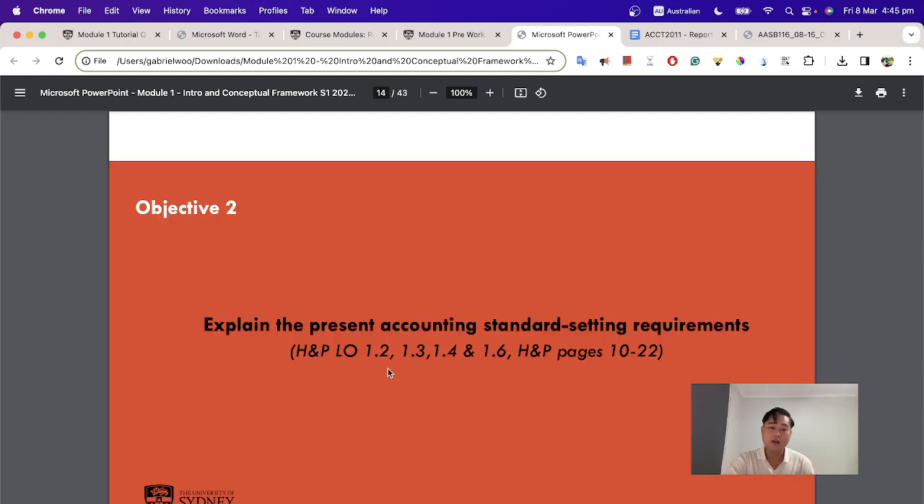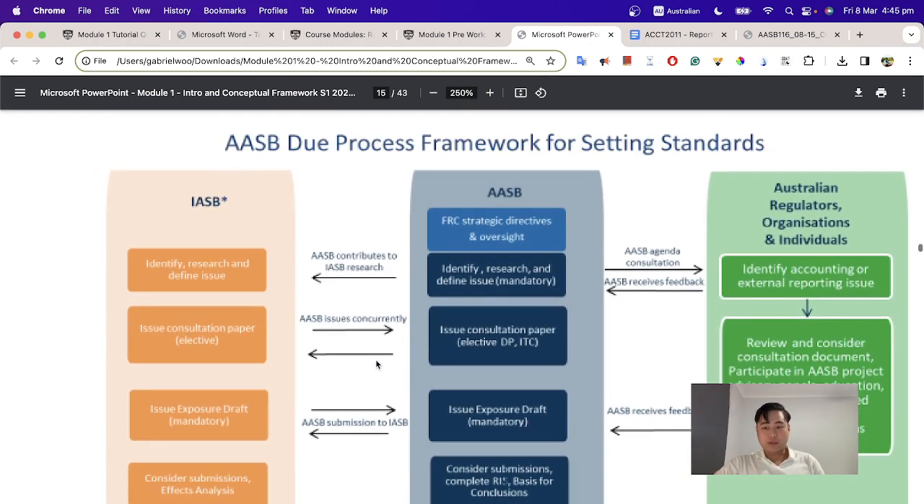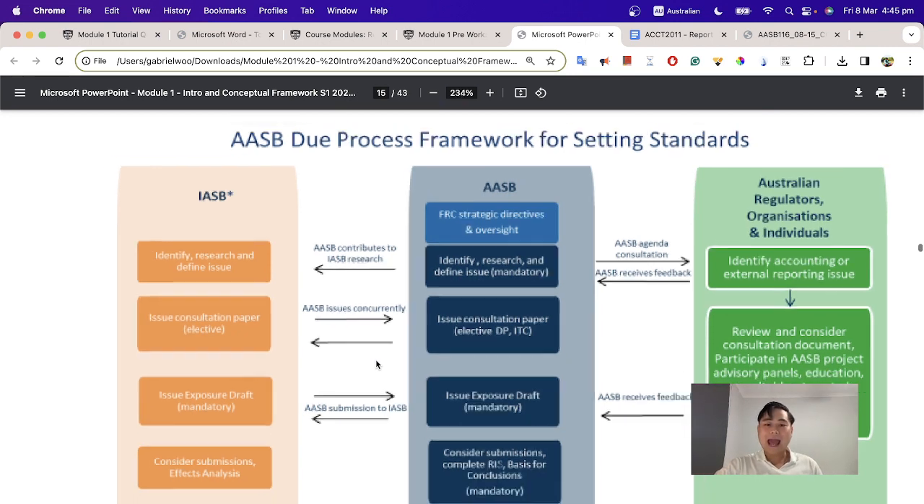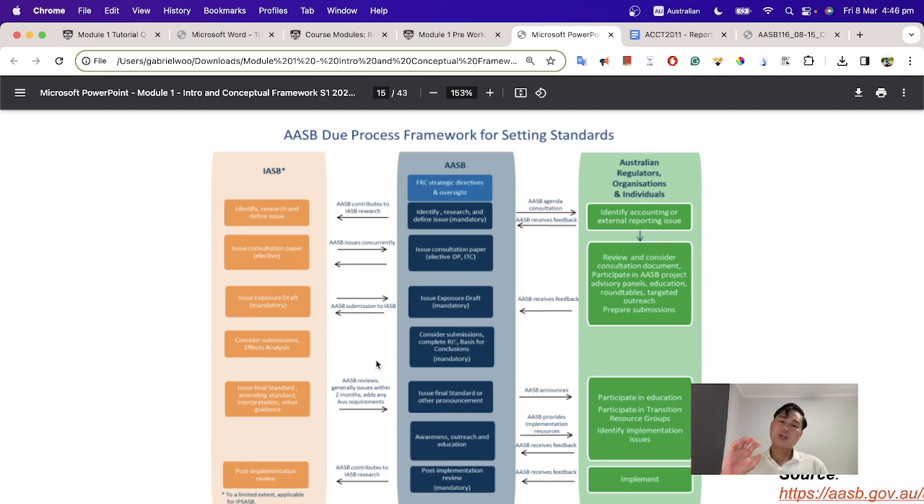All right, objective 2: explain the present accounting standard setting requirement. Okay, so here's the slide from the textbook that's really important about how standards by the AASB are set. So we have the AASB as the Australian Accounting Standards Board. The AASB is the body responsible for setting standards relating to financial reporting here in Australia. There is an oversight board for the AASB appointed by Parliament, but that's not really that important.